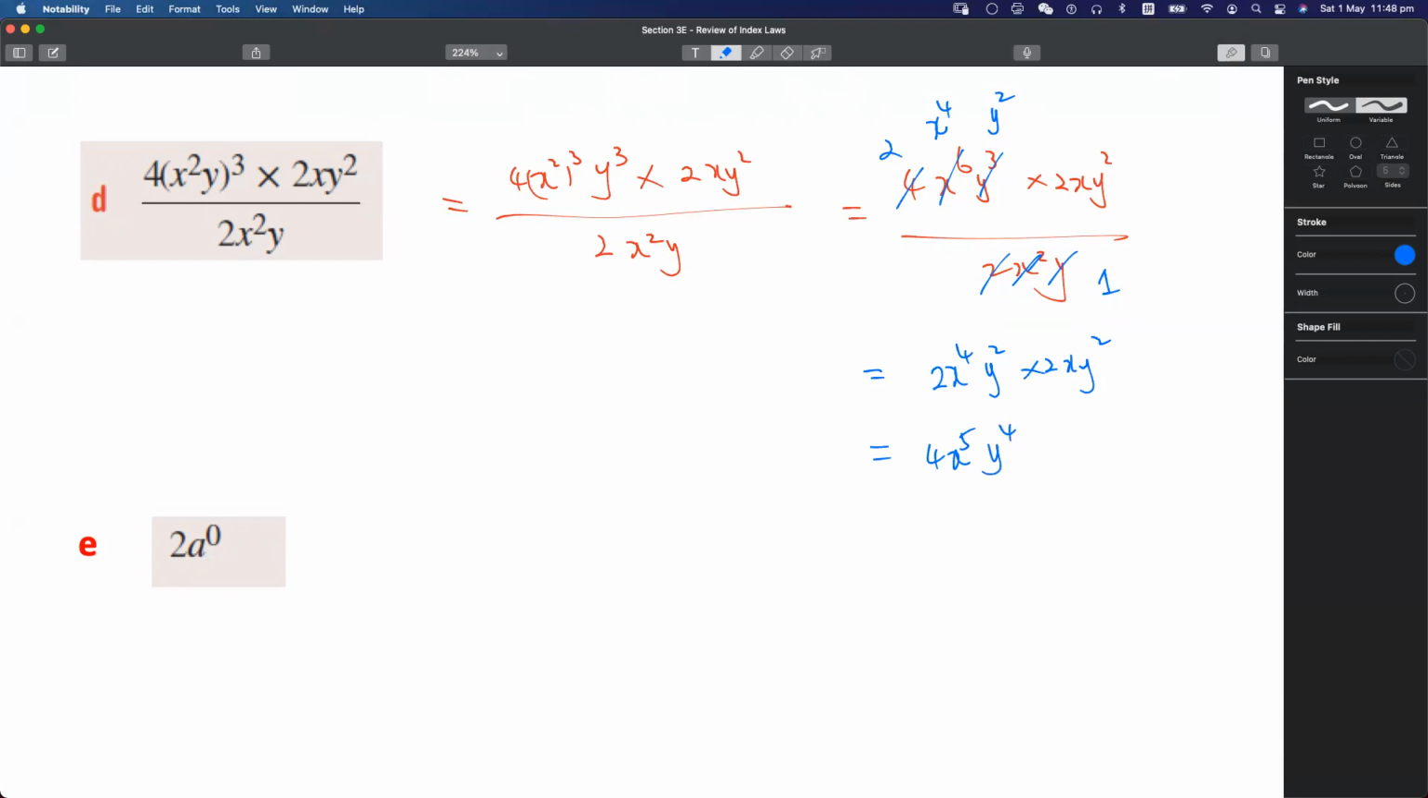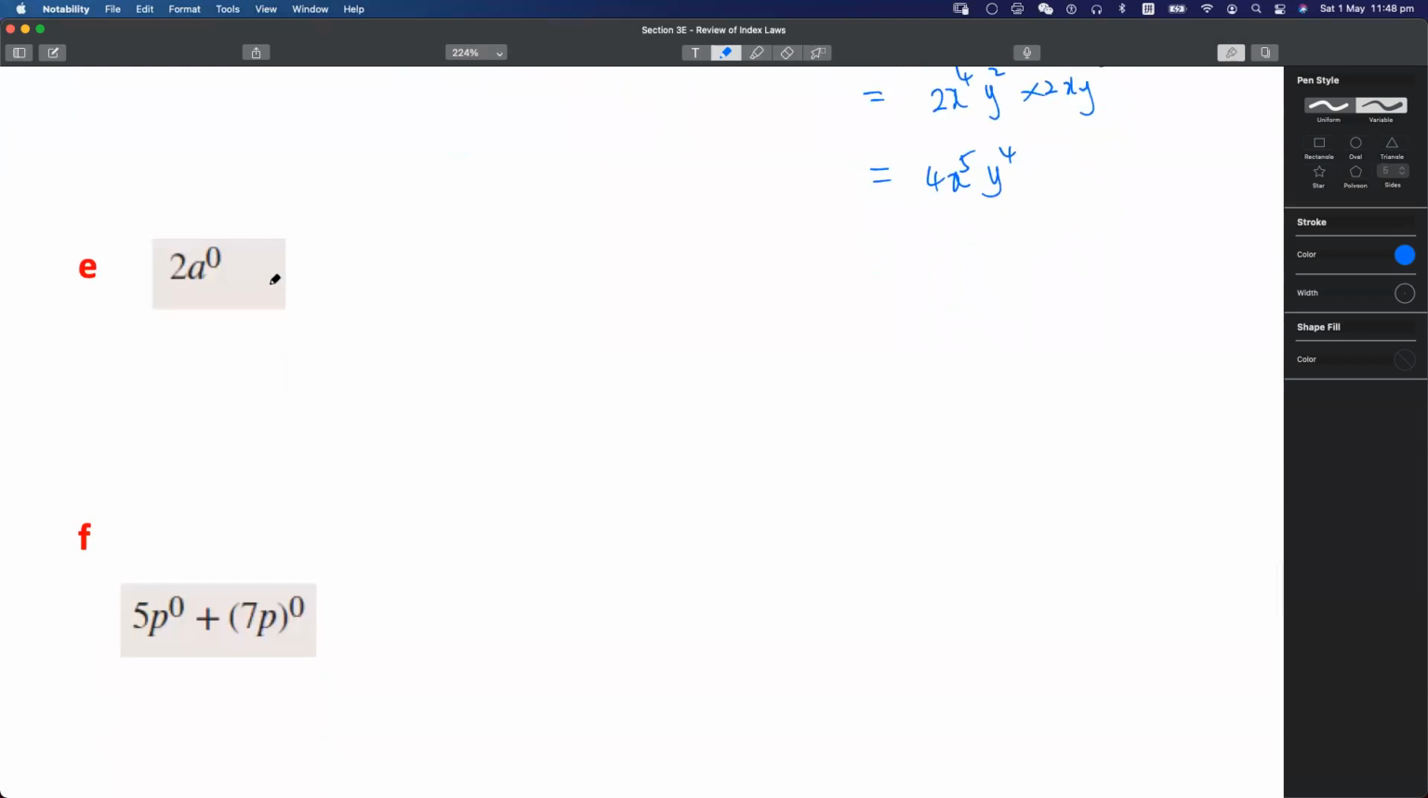Okay. All right. E: 2a to the power of 0. Any number except 0 to the power of 0 is just 1. So that's just 1. Okay, 2 times 1, which is 2. For a not equal to 0.